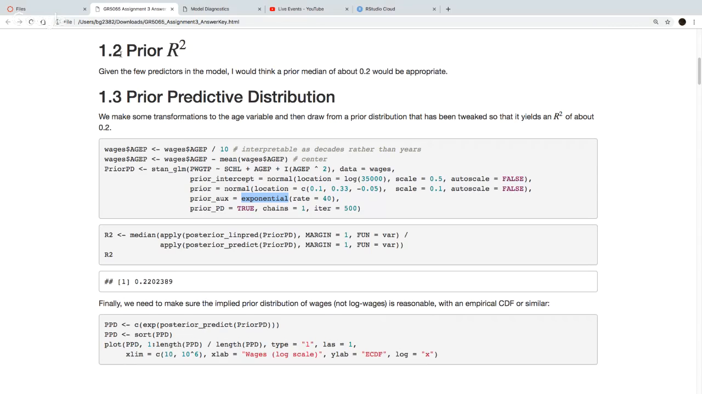But rstanarm does not allow you to mix a normal prior with some other family. When you're writing your own Stan programs, or even when you're doing brms, which we'll do after spring break, then you can. So there's no rule that says if one prior is normal, all the priors have to be normal. It's just that rstanarm is intended to be relatively simple. So there's a number of prior choices, but not infinite prior choices, in part because these Stan programs have to be written and compiled. So you can't just support everything. Other questions?